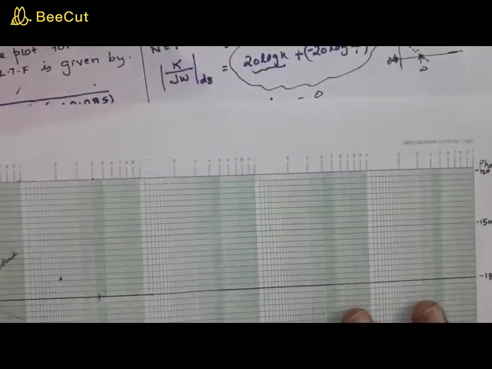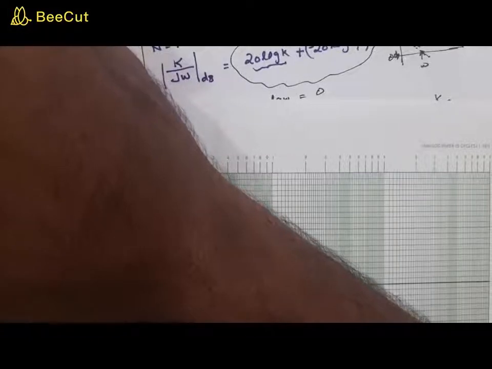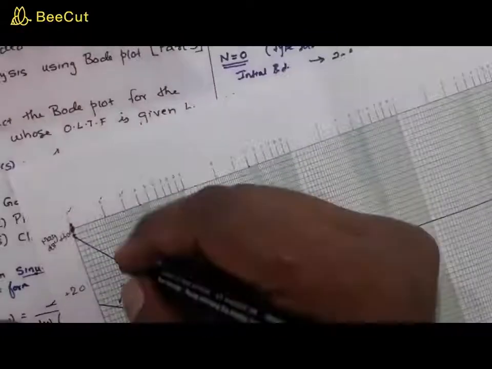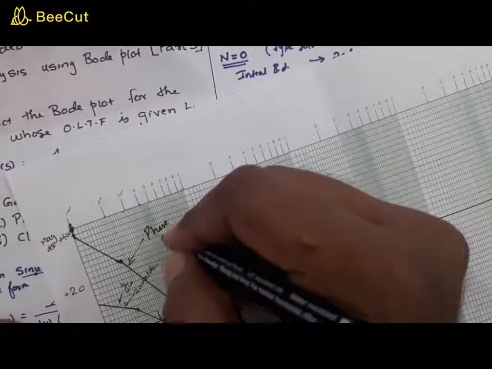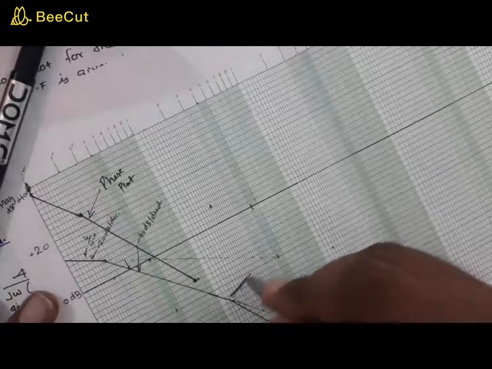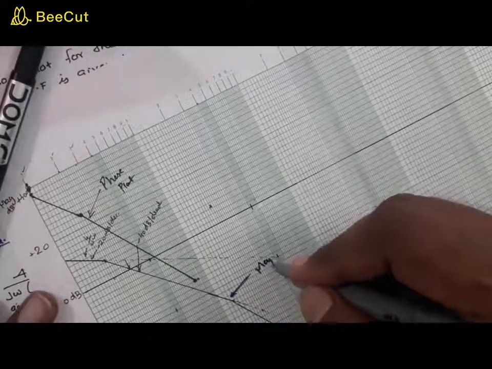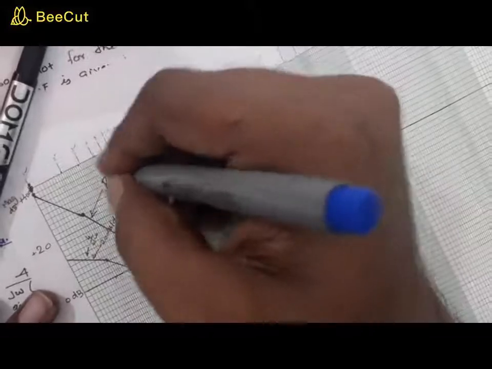Okay, you can mark over here. Now you may just draw by scale. Just join the lines by scale, and it will be going like this. Okay, right. Now this is actually your phase plot. This is your phase plot, and this one is your magnitude plot. This one is your magnitude plot, and this one is your phase plot.